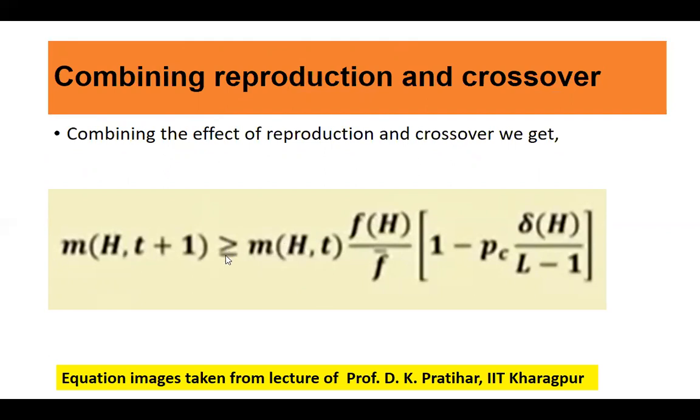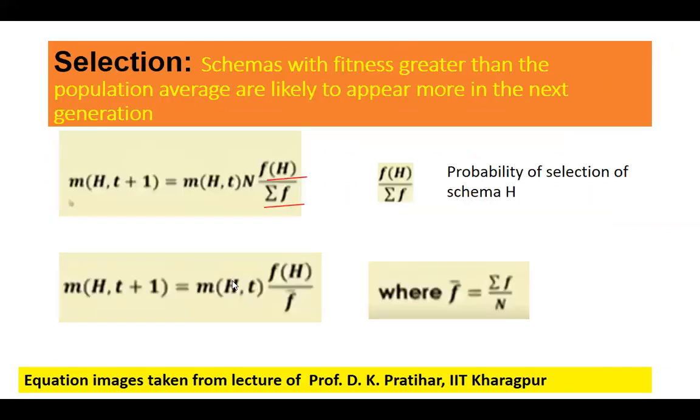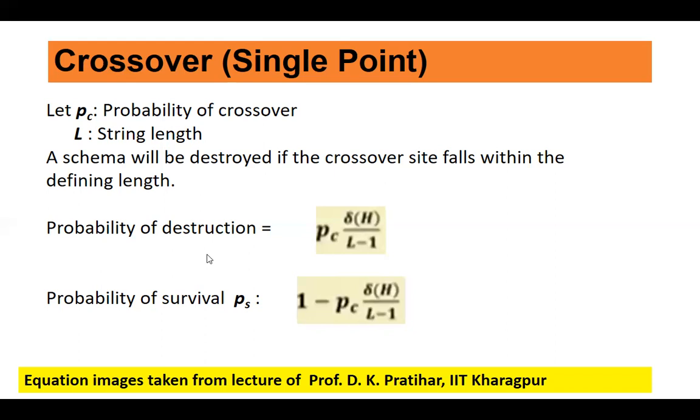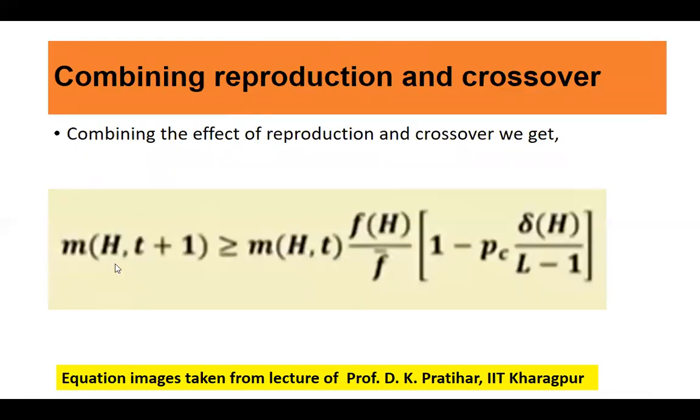See here the sign is changed. Here we had equal to. Now the rule is changed, now we have greater than equal to. So you have m(H, t+1) greater than equal to m(H, t) multiplied by fs divided by f bar multiplied by 1 minus, that is probability of crossover PC multiplied by delta H divided by L minus 1. So here we have combined the reproduction and the crossover, right?